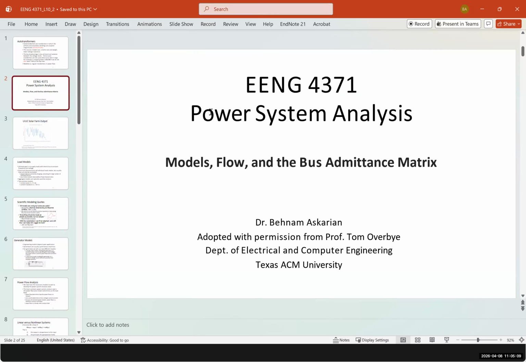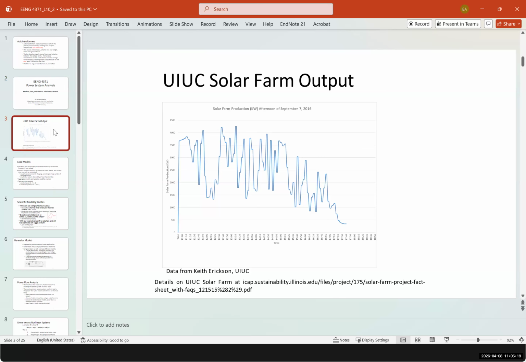Today, we're going to start with models, power flow, and the bus admittance matrix. The reason that we need to study power flow and models is because the grid is like a live animal, I could say. It's not static, it's dynamic, and you have ups and downs.